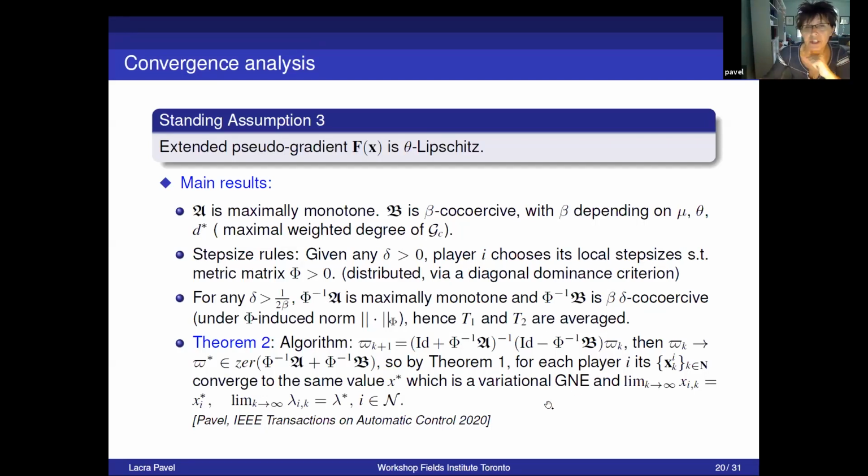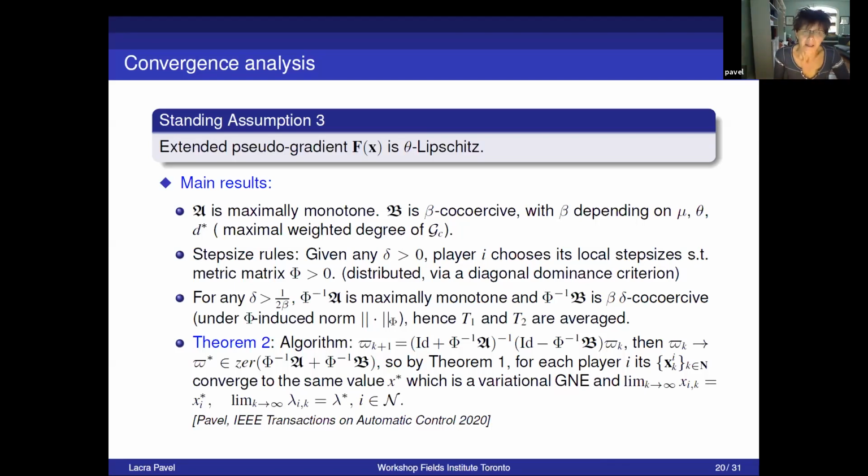can get convergence to a generalized Nash equilibria, as in this theorem 2, where one can show that with appropriately selected step sizes that essentially can be realized in a distributed manner, each of the players has their own estimate converge to a value that is the same and is a variational GNE. And the estimates, the convergence of all of the dual variables to the same corresponding optimal dual variable.